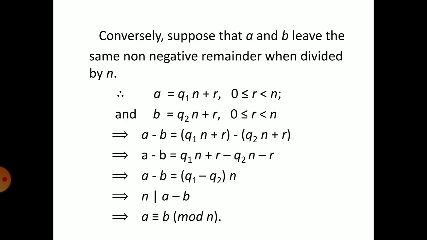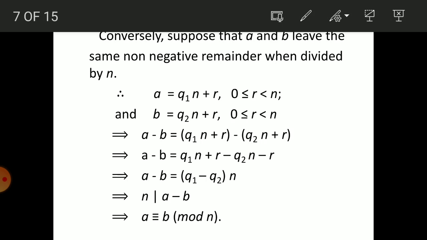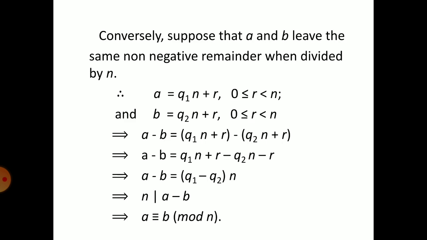Now we shall prove the converse part. In the converse part, we suppose that a and b leave the same non-negative remainder when divided by n. When a is divided by n, we assume q1 is the quotient and r is the remainder. When we divide b by n, q2 is the quotient and r is the remainder. By the division algorithm, we write a is equal to q1 n plus r and b is equal to q2 n plus r. In both cases, 0 is less than or equal to r is less than n.